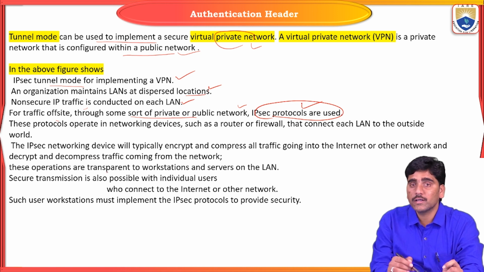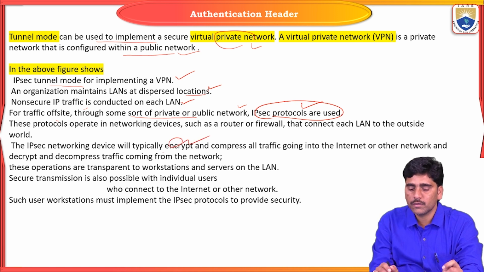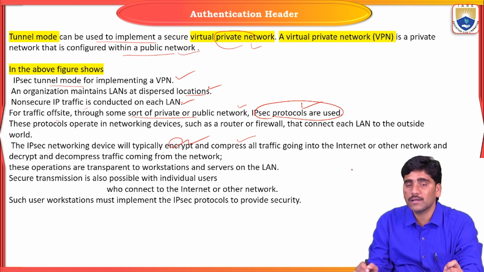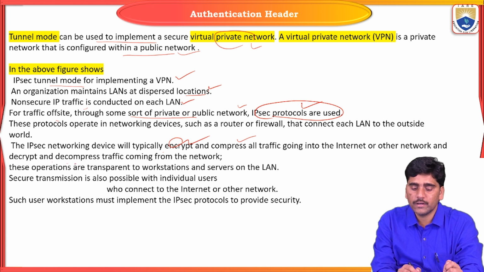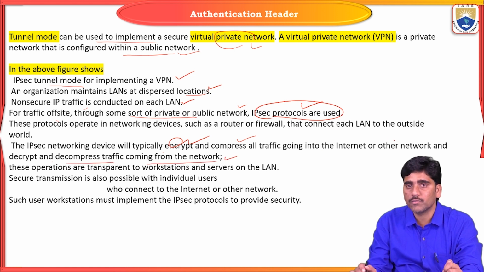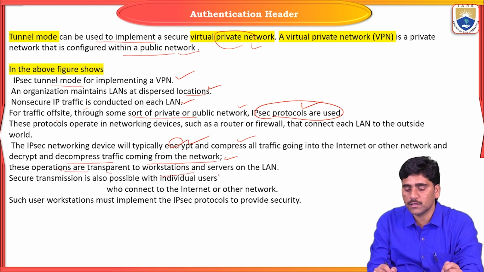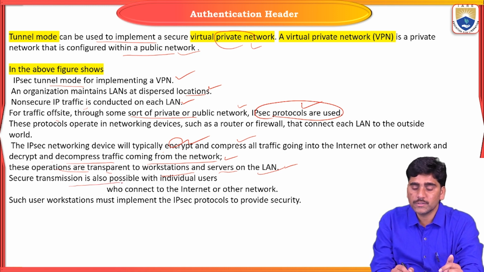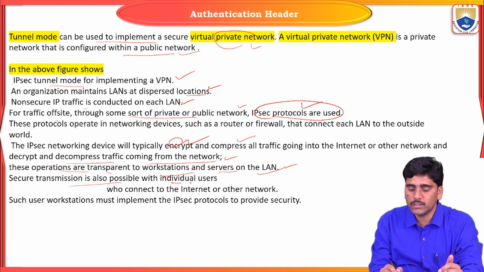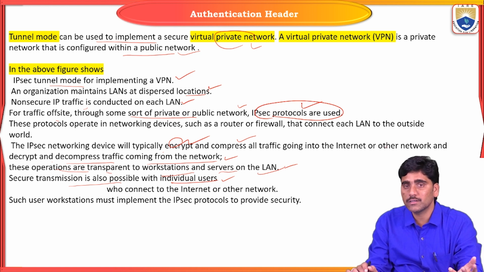The IP secure networking device will typically encrypt and compress all traffic going into the internet or other network, and decrypt and decompress traffic coming from the network. These operations are transparent to the workstations and the servers on the LAN. And secure transmission is also possible with individual users.